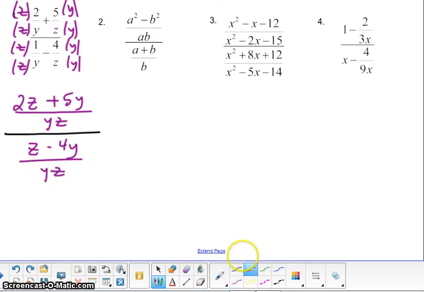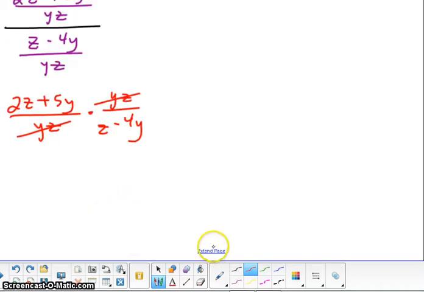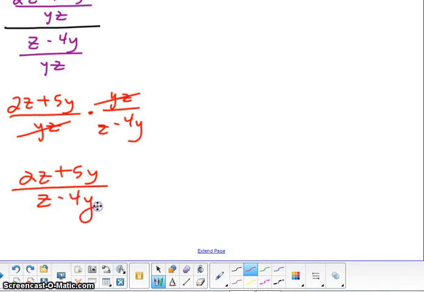Okay, so if you leave, change, flip, leave the first one alone, change the sign to multiplication, and flip the denominator, what ends up canceling leaves you with 2z plus 5y all over z minus 4y. There is nothing in common and there's no factoring, so I know that that's my final answer.